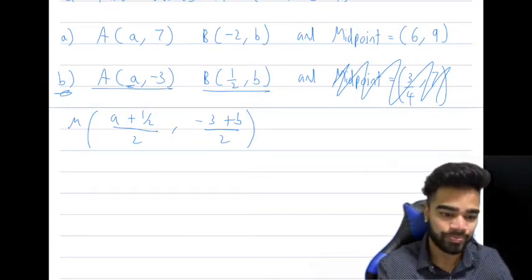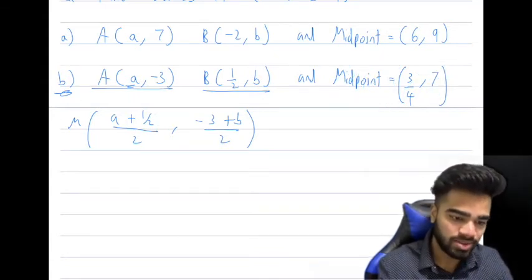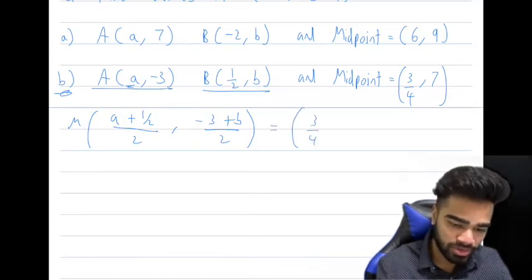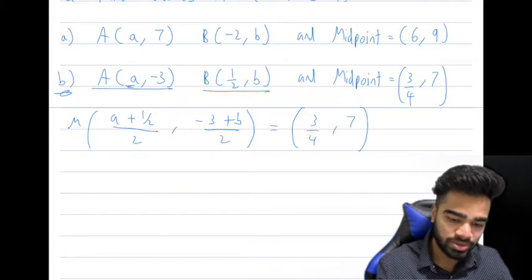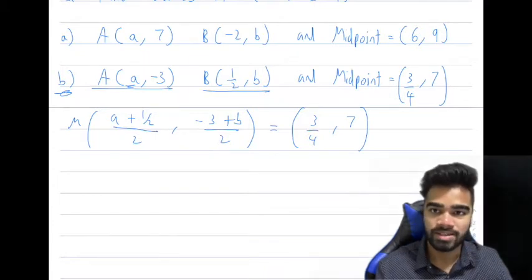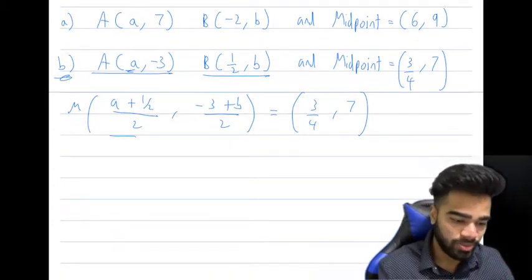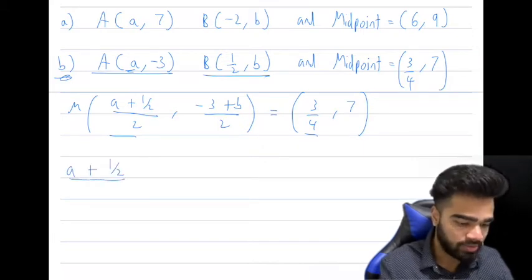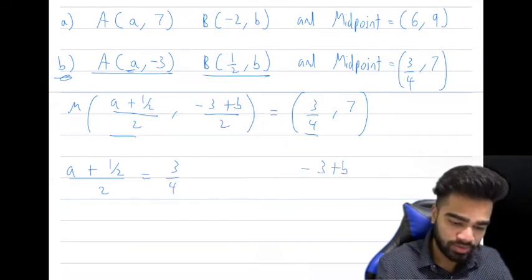It's the same formula. So what are you left with? This is the midpoint we got from the equation. That should be equal to what, guys? That should be equal to 3 over 4. And that should be equal to 7. Okay, so we're equating the midpoints. Now, we can say x coordinates are the same. So it's a plus half over 2 is equal to 3 over 4. And the second equation is negative 3 plus b over 2 is equal to 7.